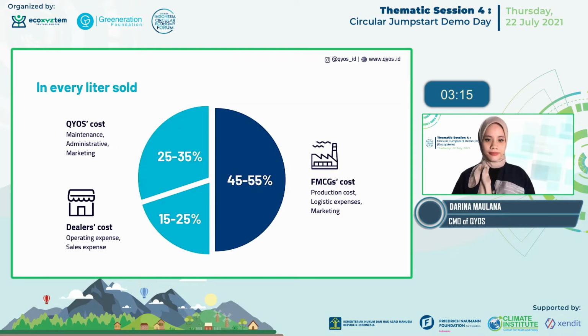Next. Let's talk about the Kios business model. Kios is a B2B2C, in which FMCG leases our machine, and for every liter sold, this is the distribution of the margin. First is for the FMCG to provide the product, and then for the dealers to reach the customers, and for Kios as the solution provider. This is how Kios makes the business sustainable and financially stable.